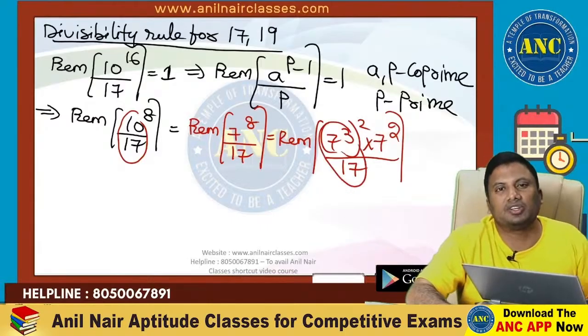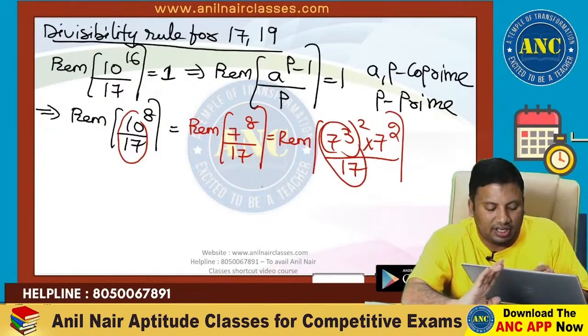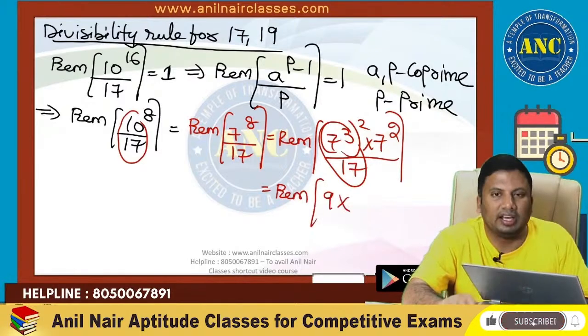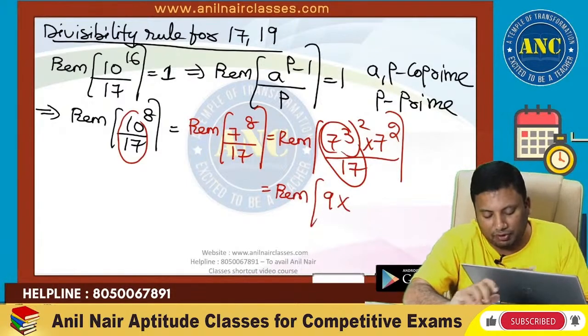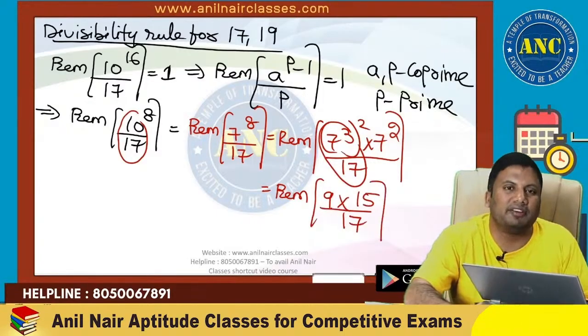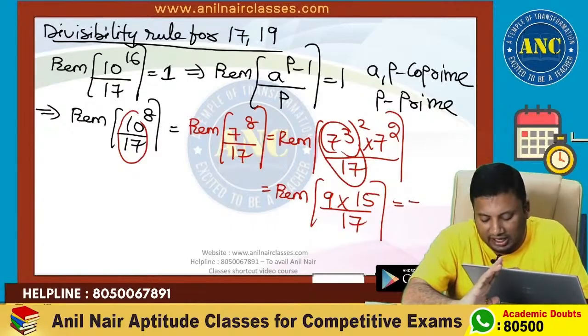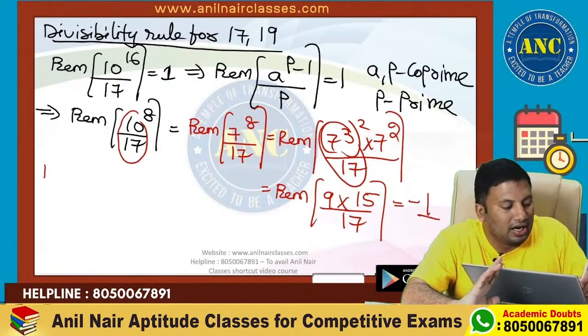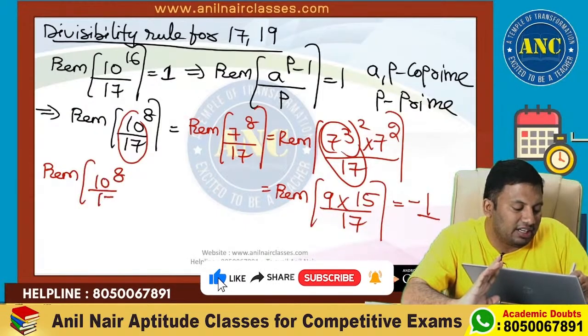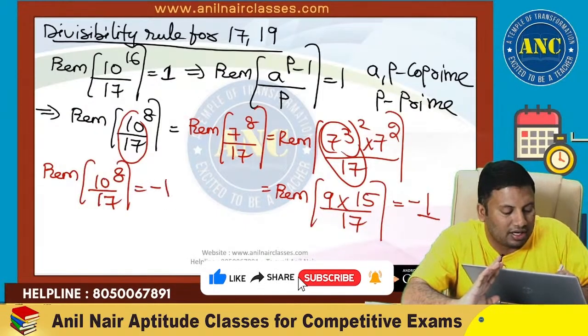7 cube is 343. 17 twenties are 340, so the remainder is 3. 3 squared is 9. Then 9 into 15, 135, divided by 17, is nothing but minus 1. So 10 power 8 divided by 17 is minus 1.